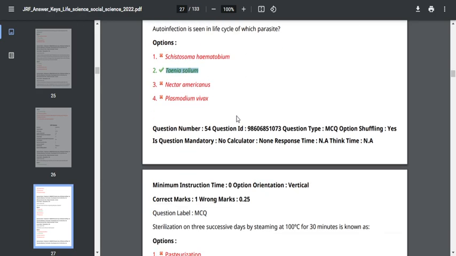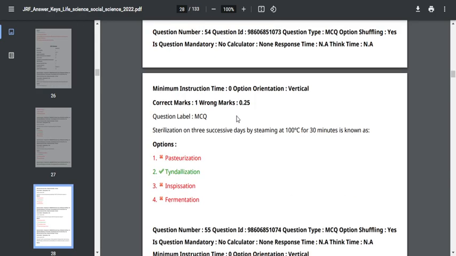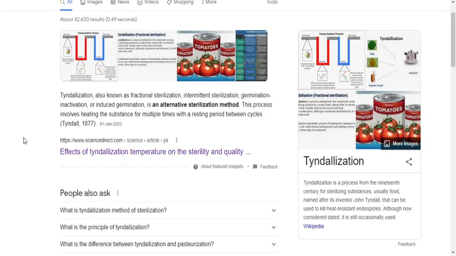Okay. Next question is: sterilization on 3 successive days by steaming at 100 degrees Celsius for 30 minutes is called as? Okay, so what does that particular sterilization technique mean? It is called tyndallization. Okay, so these things we had studied from 6th standard itself. It is also called fractional sterilization or germination inactivation or induced germination. It is an alternative sterilization method, and in this process we heat particular substances multiple times, and in between each time there is a resting period, and it was given by the scientist Tyndall in the year 1877.